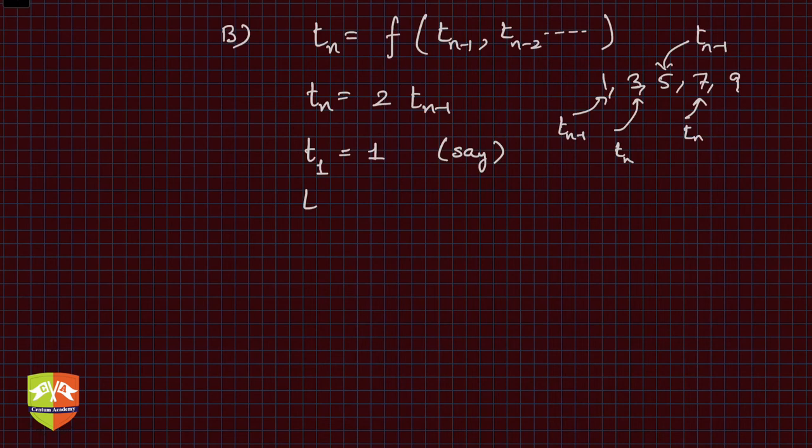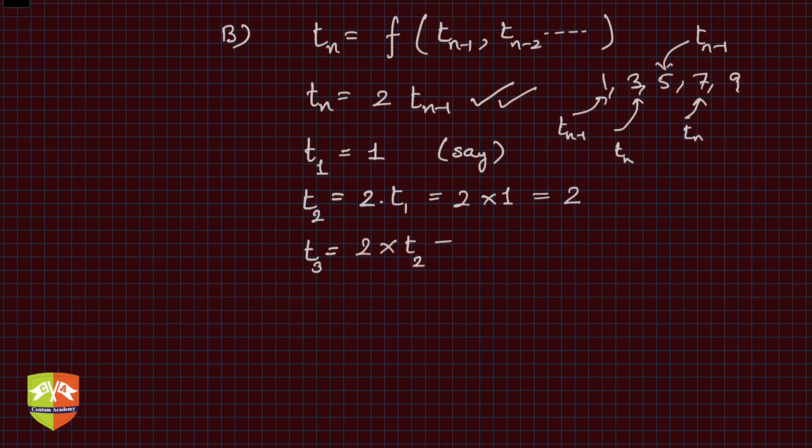So, what will be T2? T2 is 2 times T1 from this relationship, and T1 we already know. So, 2 into 1, we had assumed it to be 1, hence it is 2. So, the second term of this sequence is 2. Let's calculate the third term of the sequence. It will be twice T2, so 2 into T2. What is T2? 2. So, I'll get 4. Let's calculate T4. T4 is 2 into T3, one previous term. So, it is 2 into 4. This is 8. And so on and so forth.